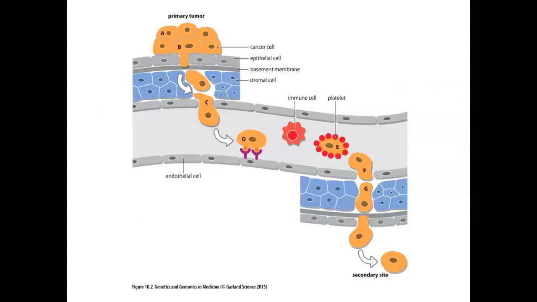So how do they do it? Basically, I'm pulling some of this from your textbook. I want you to concentrate on your textbook, but I'll add my own spin to it. You can see here you have a primary tumor at the top. And in order for a cell to become metastasized, it has to dislodge itself from this primary tumor.